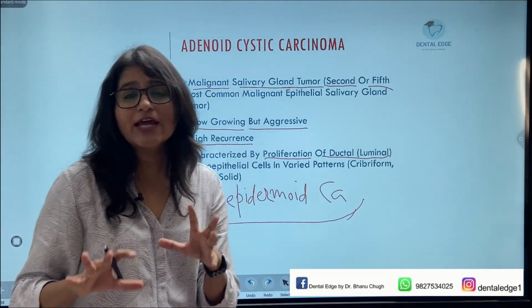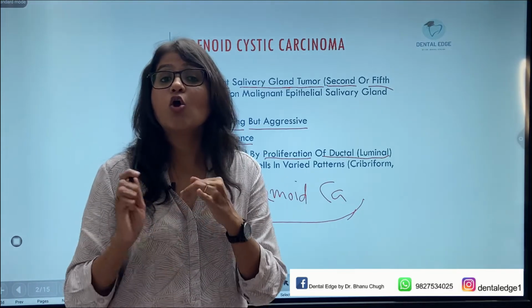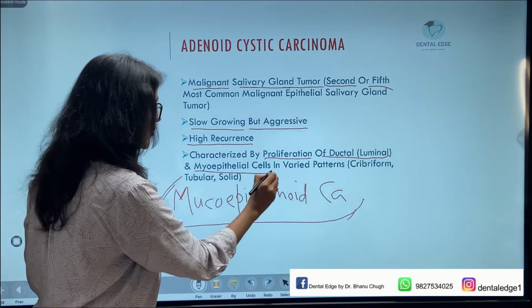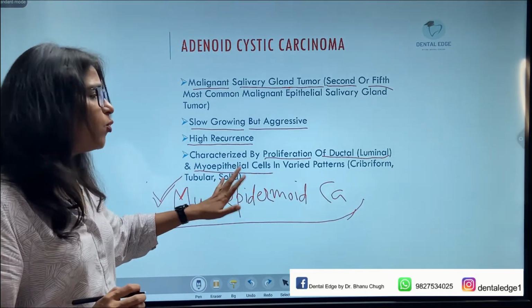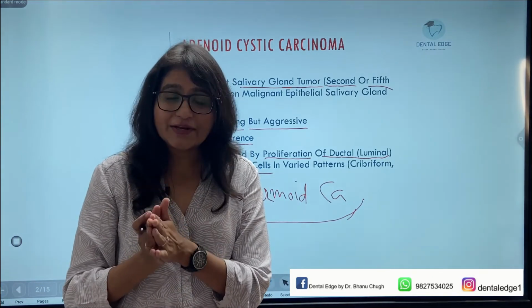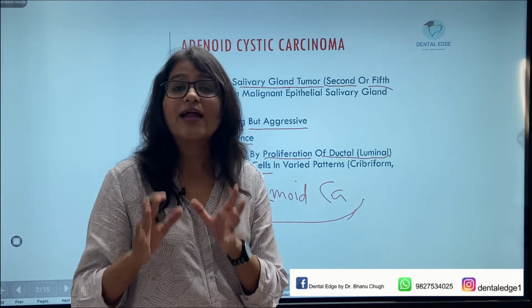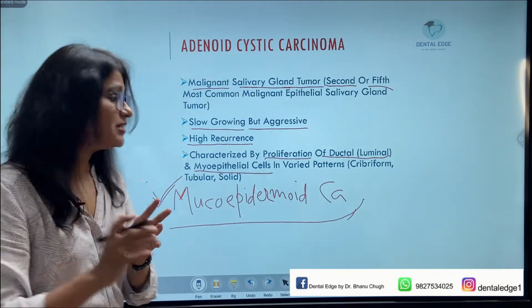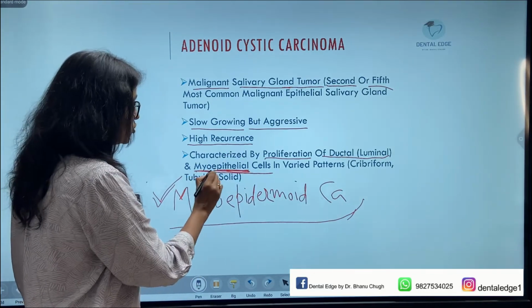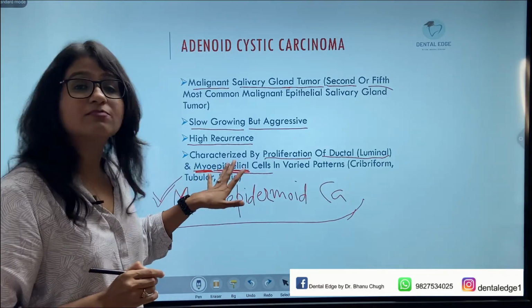So we know that we are reading about salivary gland tumor. So there is proliferation of ductal or luminal cells, and there is proliferation of myoepithelial cells. You should know what are myoepithelial cells. If you remember your first year BDS anatomy, myoepithelial cells are cells that have characteristics of both epithelial cells, therefore epithelial, and smooth muscle cells, therefore myo. So these are specialized cells called myoepithelial cells.